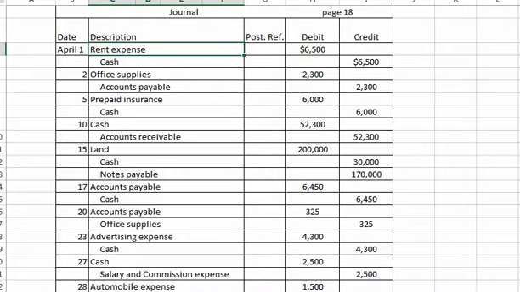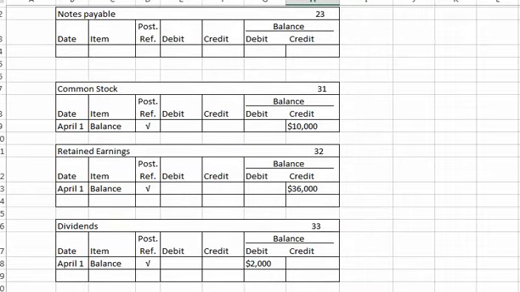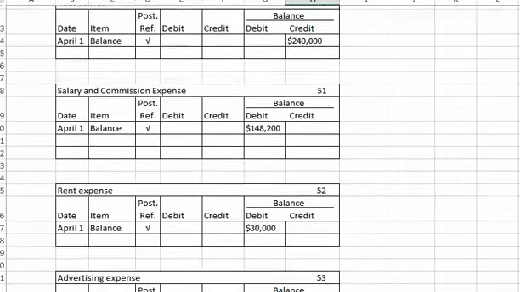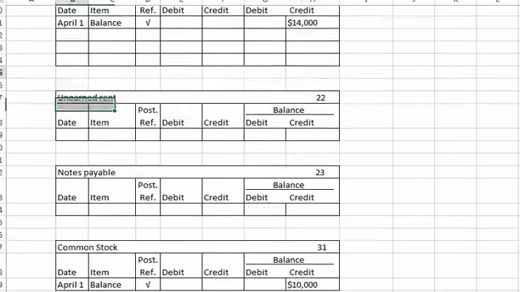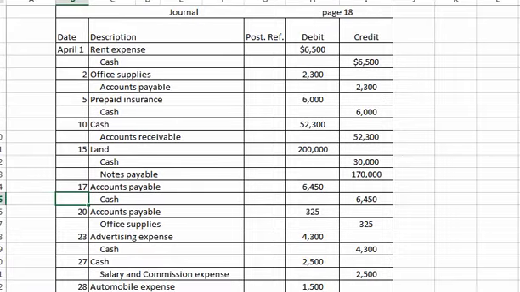Okay, so we'll start at the top of our journal page. Rent expense was debited for $6,500 on April 1st. So let's find rent expense. We already have the month in here, so you don't have to write it in again. Just going to put in a 1 for the day. You leave the item column blank. All right, for the posting reference number, we're going to put in 18. And where did that come from? That's your page number from your journal.